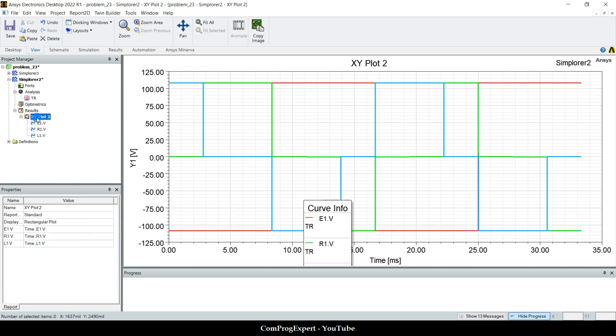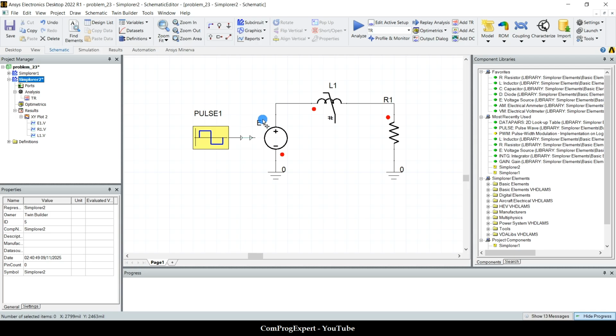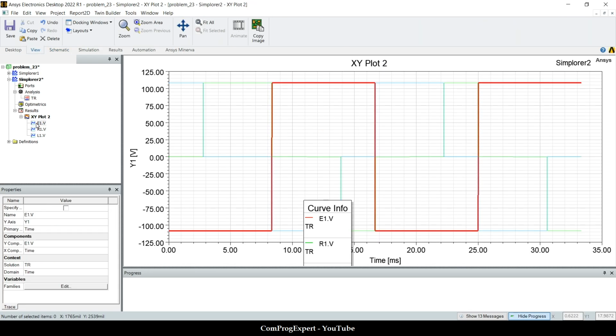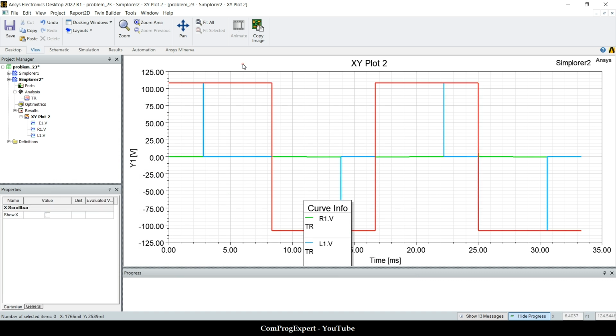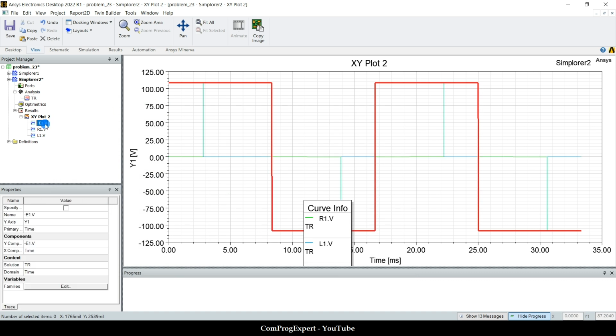Here is the waveform. This is just because of the dot point for the input voltage. Here the dot point is here and here is the dot point. I just multiply this E1 by -1 and apply. So now this is the input voltage. This is the voltage of the resistor and this is the voltage of the inductor.